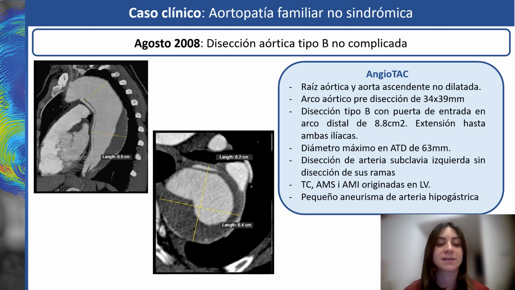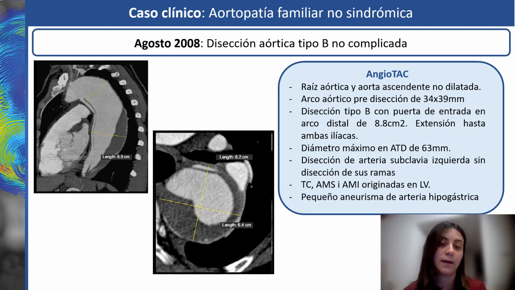The maximum aortic diameter measured 63 to 64 millimeters. Additionally, a small aneurysm was noted in the hypogastric artery region. Upon admission, the patient achieved effective pain and blood pressure management. Several CTs were performed during the hospitalization, revealing no increase in diameters or new periaortic complications.